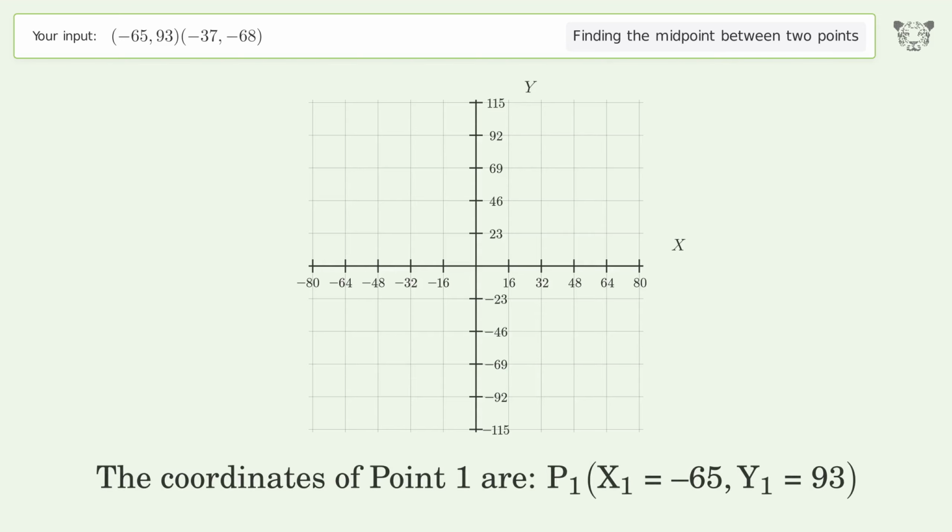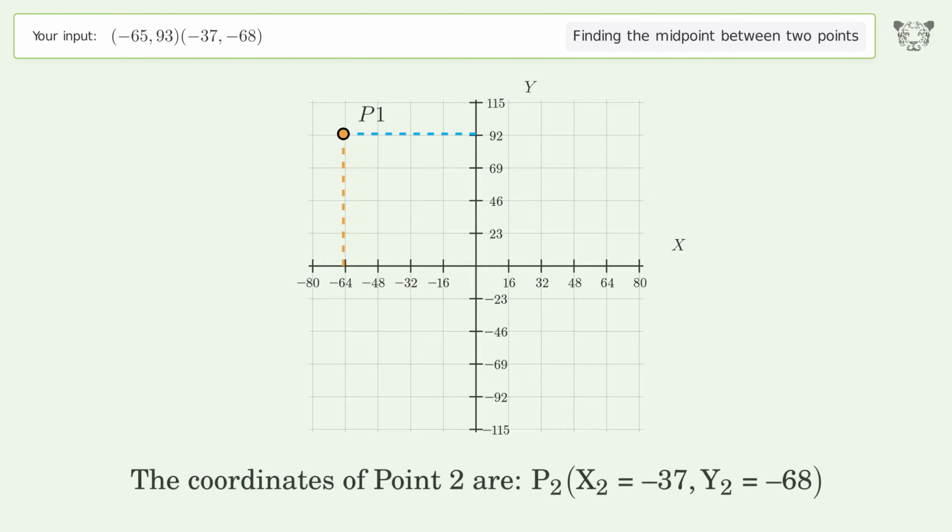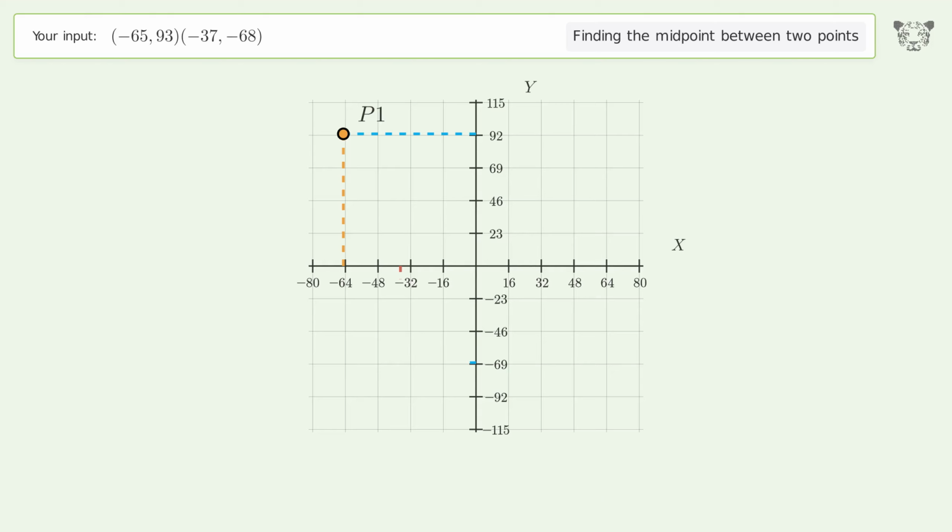The coordinates of point 1 are x1 equals negative 65, y1 equals 93. The coordinates of point 2 are x2 equals negative 37, y2 equals negative 68. PM represents the midpoint of the 2 points.